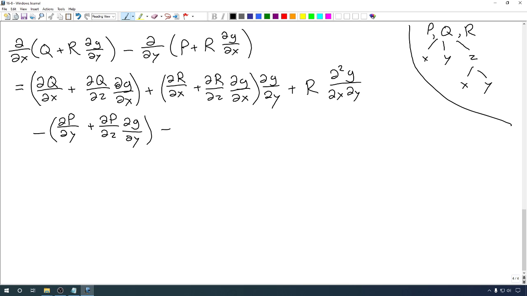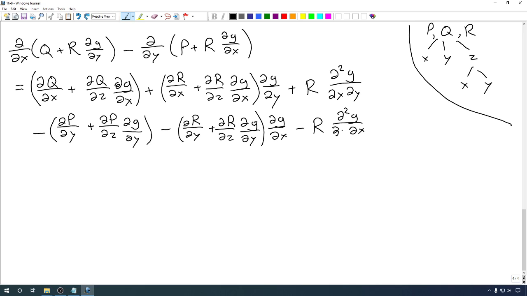We move on to a product rule here. In fact, we're going to have exactly what we have here, except with respect to y instead of x this time. So the derivative of r with respect to y directly, derivative of r with respect to z, and derivative of g with respect to y. That'll be multiplied by the derivative of g with respect to x. Finally, we have the r itself, but times the second derivative of g, this time with respect to x first, and then with respect to y.